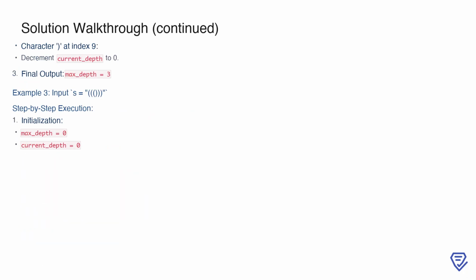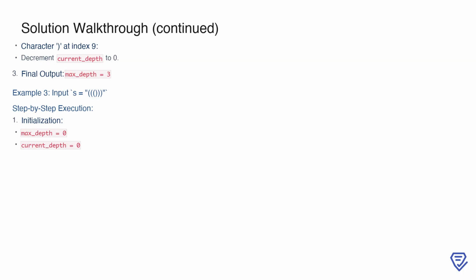Continuing with the same example, at index 7, another closing parenthesis reduces current_depth to 1, and at index 9, the final closing parenthesis brings current_depth back to 0, meaning all nesting has been closed. At the end of this traversal, the deepest level of nesting was 3, so the final output is max_depth equals 3. Now, let's move to a simpler example where the input string is S equals.